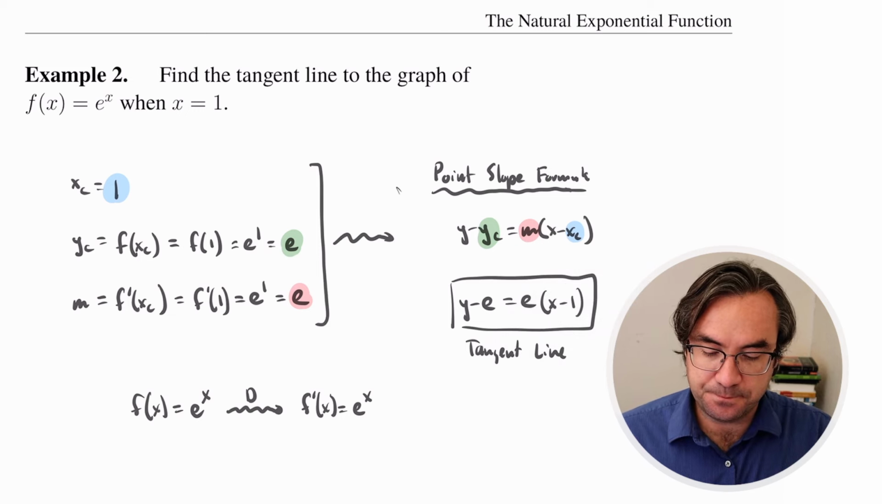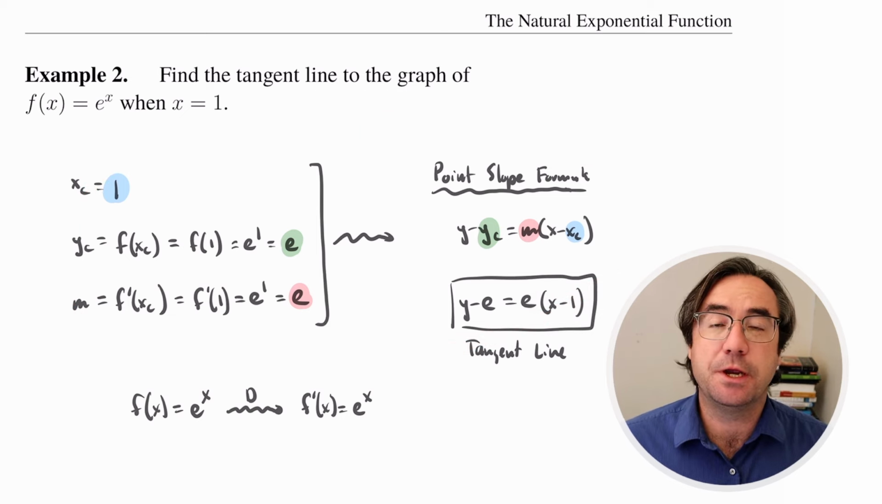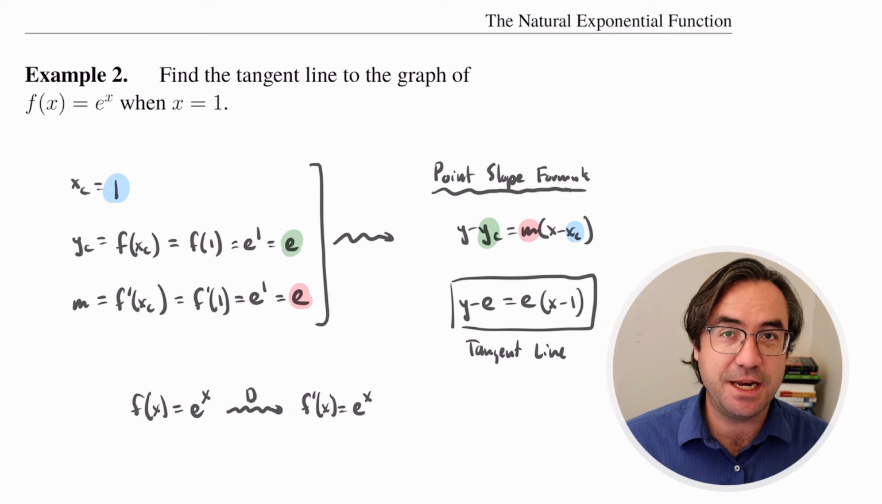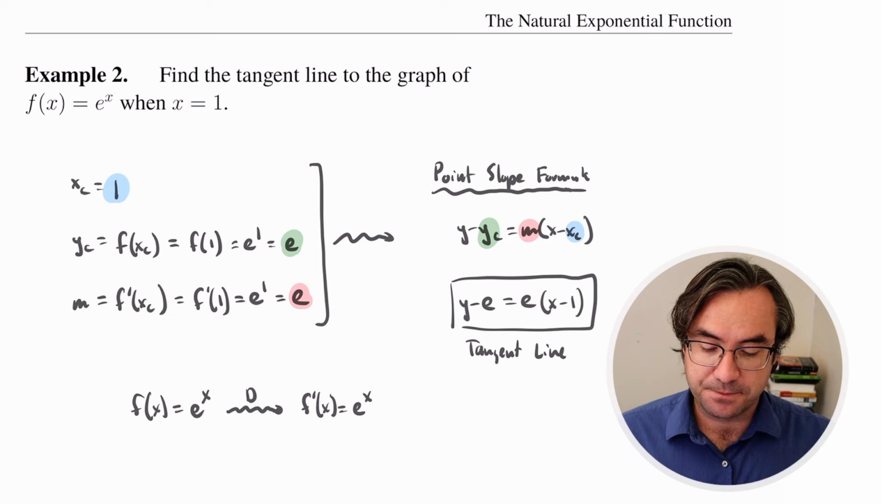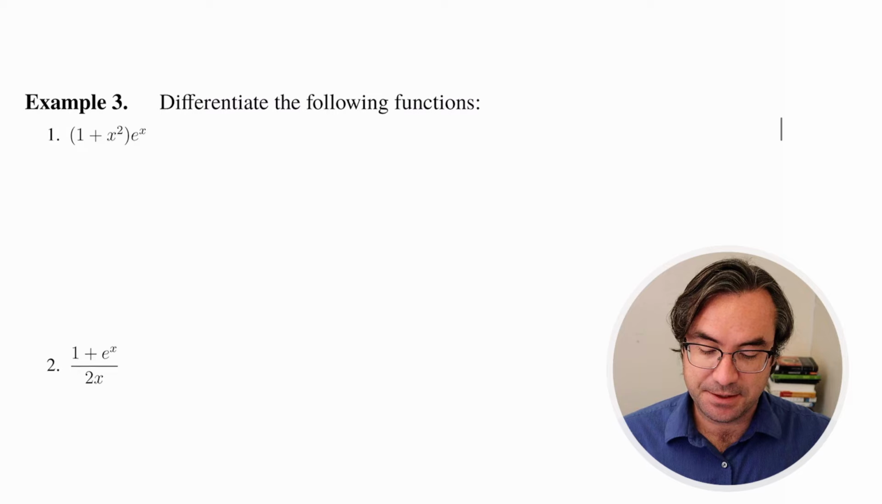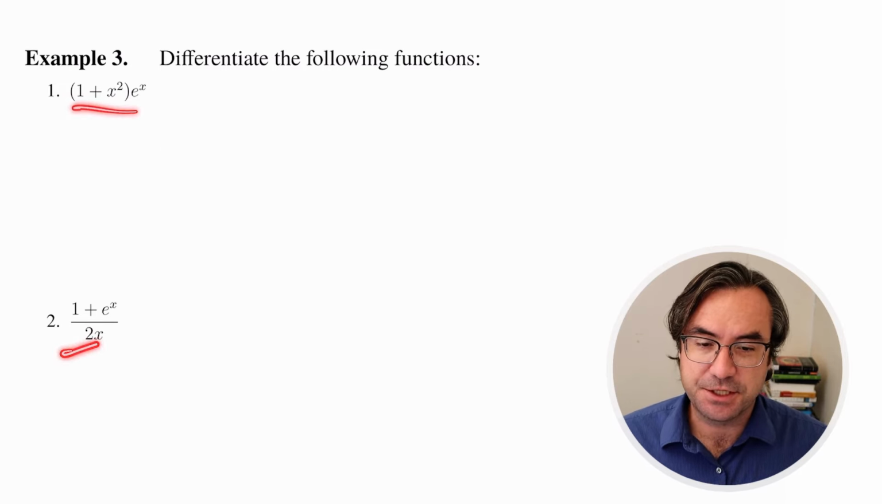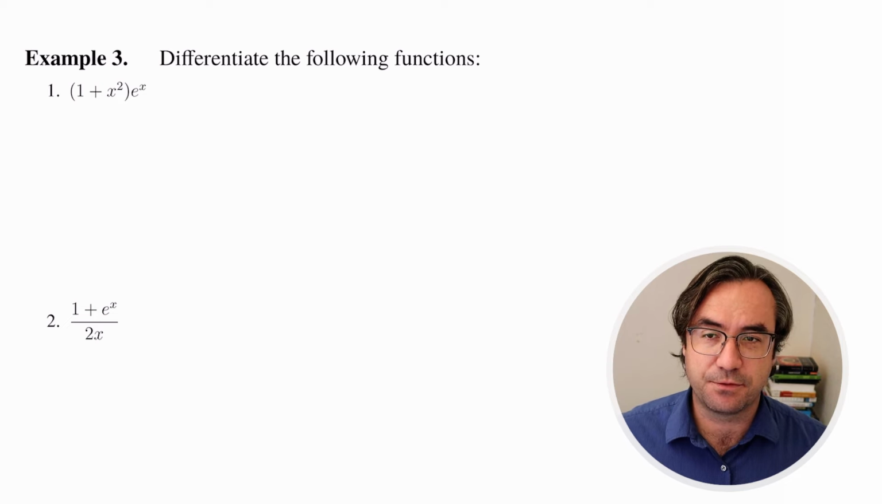All right. So really, this is all review. The only thing new here is how did we get the derivative? Well, we wanted to differentiate e to the x, and we got e to the x. Let's try another example of practicing this. So example 3, we're going to differentiate a couple functions here, and each of these is going to take our special derivative rule, some of our advanced derivative rules.